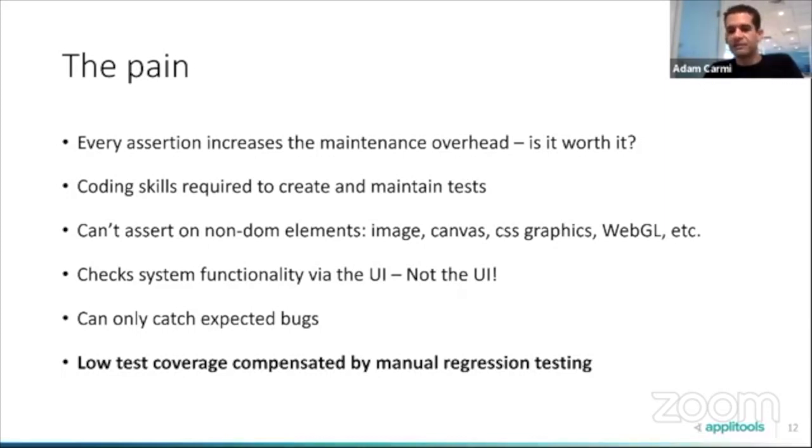All this results in the outcome that you get low test coverage from your automation, and you have to compensate for it with manual regression testing, call it exploratory testing, call it regression testing, whatever, you still have to do it because automation is just not enough.